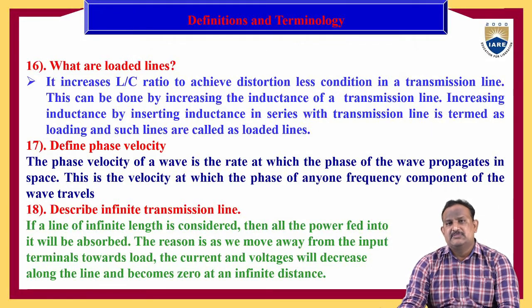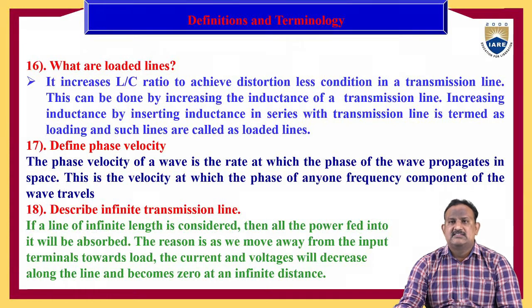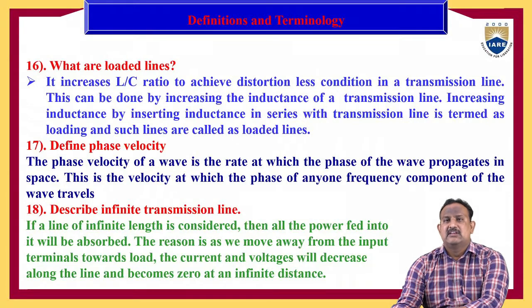Describe infinite transmission line. If a line of infinite length is considered, then all the power fed into the line will be absorbed. The reason is as we move away from the input terminals towards the load, the current and voltages will decrease along the line and become zero at infinite distance. These lines are known as infinite transmission lines.